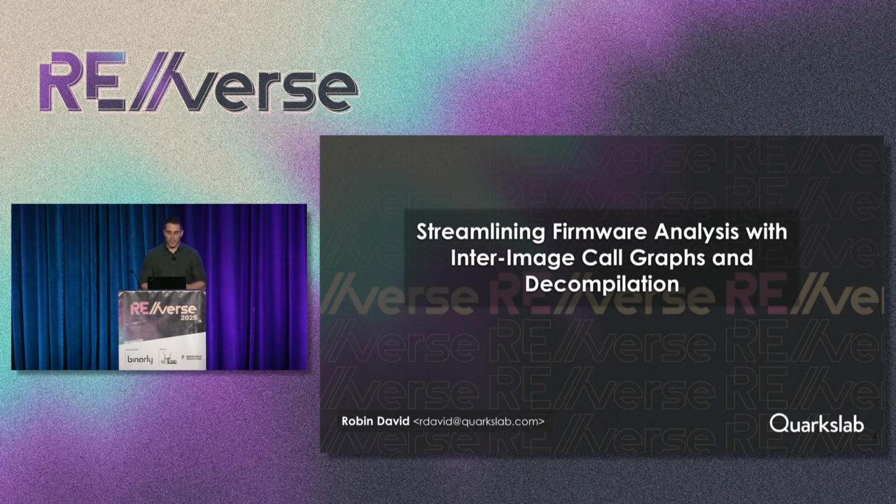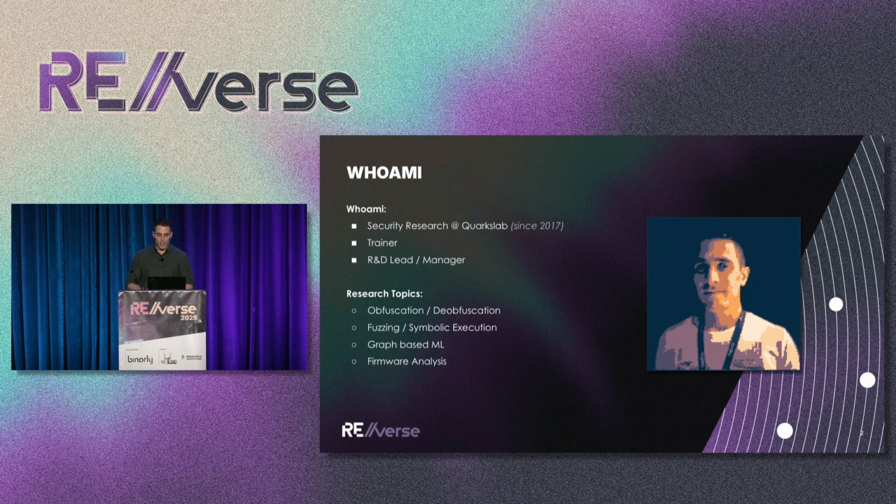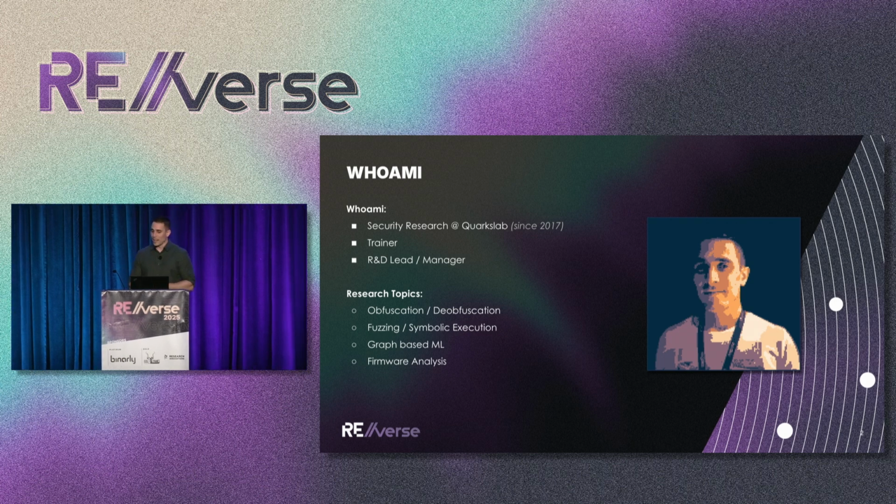All right, so welcome everyone. I'm very happy to be here for the first edition of Reverse. I will be presenting some research work that I've been doing to facilitate the reconnaissance phase when you come up with a whole file system, so that you can quickly pinpoint the binaries that are of interest, so that you can get proficient on them. Very briefly, I'm Robin David. I've been working at Quokka for the past 8 years almost. My topics of interest are quite wide. I do a lot of obfuscation, fuzzing, symbolic execution, all that relates to graphs, and the topic of today, firmware analysis.